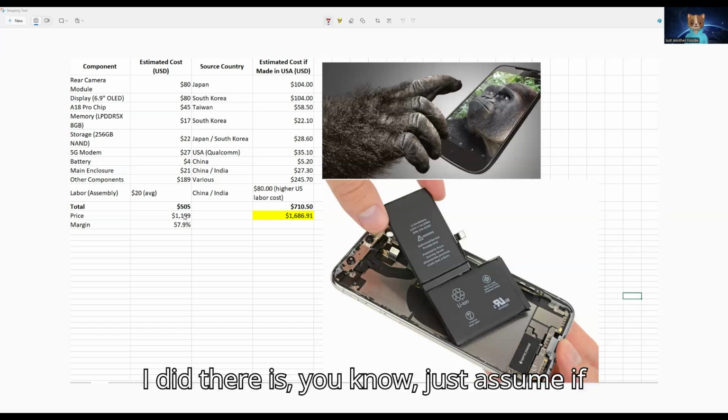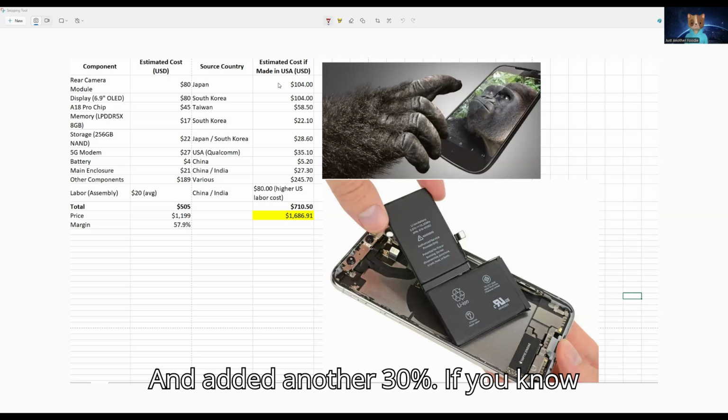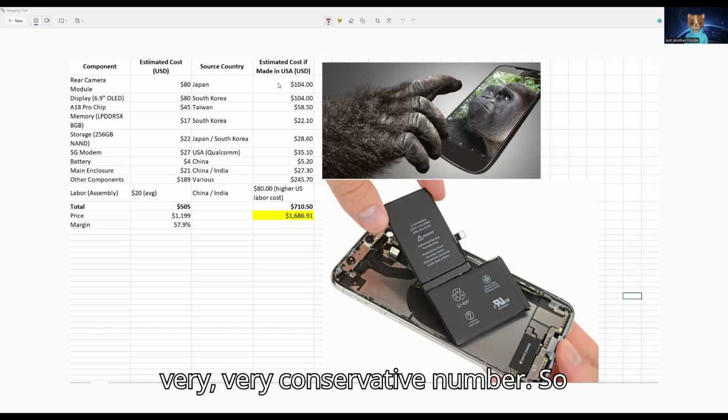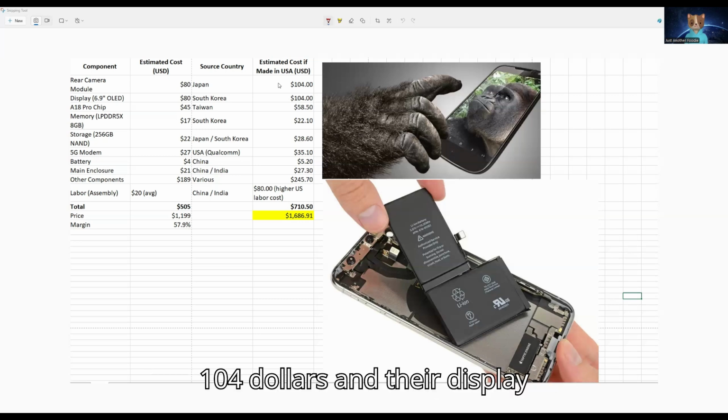So basically, what I did there is assume that if it's going to be made in the USA, I added another 30%. If you know the cost of labor in the United States in the business world, you know that's a very, very conservative number. So your camera is going to be, instead of $80, $104, and the display, which is 80, is going to be another $104. And for the labor, I also made a very baseline cost, which is $80.